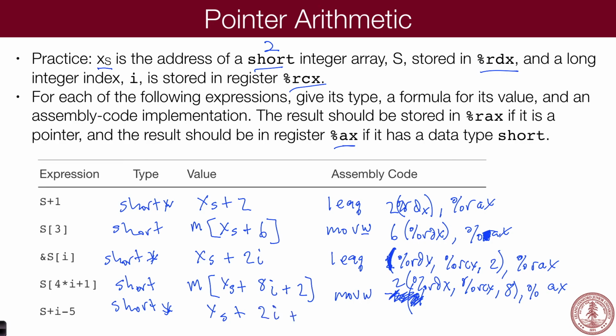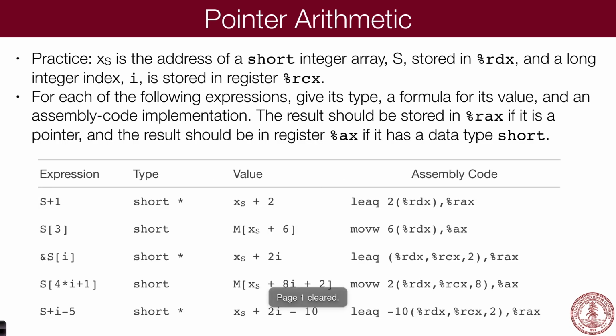2I plus, well, should say minus, plus negative 10, I guess. Okay, and this one's the one where we're going to do LEAQ, and then minus 10, and then percent RDX, and then percent RCX, and then we've got how many we're going to scale this one by? 2, because we're going to have the minus 10 at the end there, and then this goes into percent RAX.